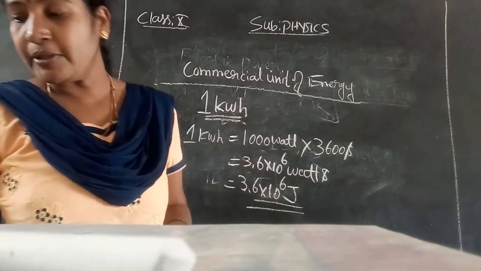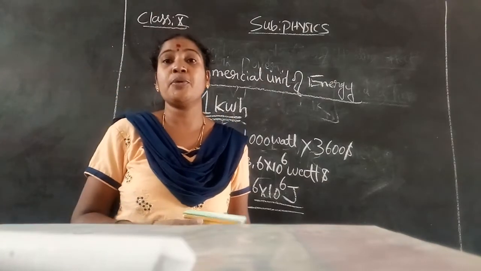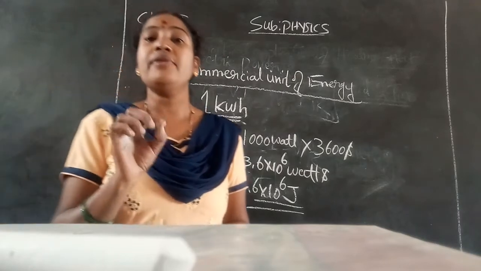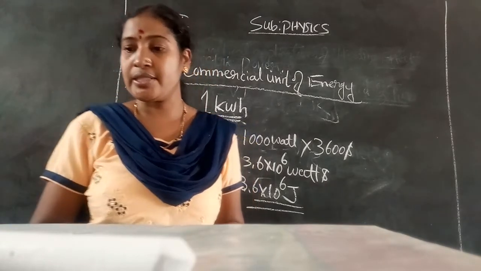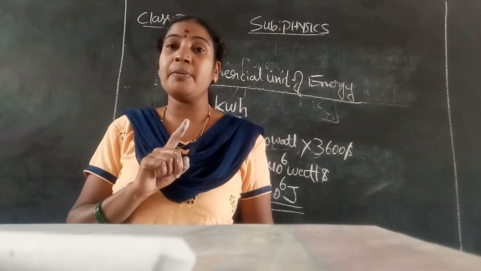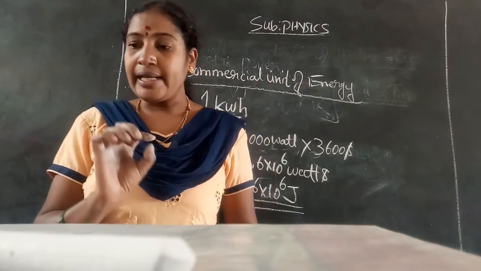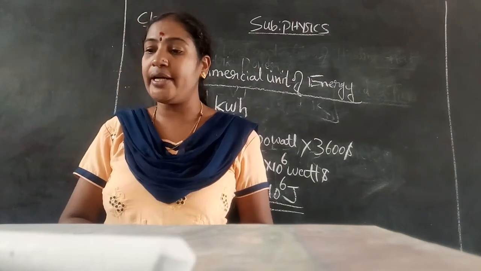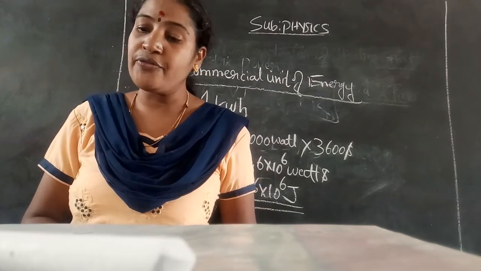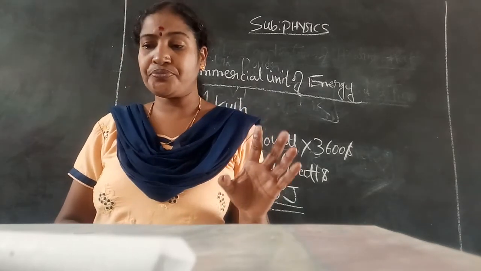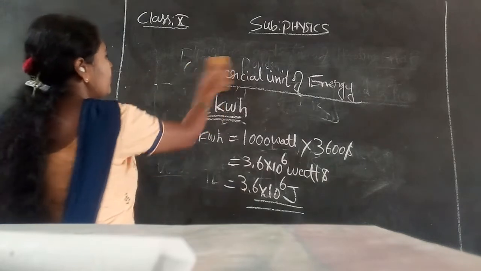Let us solve one problem given in your textbook, page number 219. One example question will be there. I will read the question; please go through it, children. Page number 219, example number 12.12. An electric bulb is connected to a 220 volt generator. The current is 0.50 ampere. What is the power of the bulb?